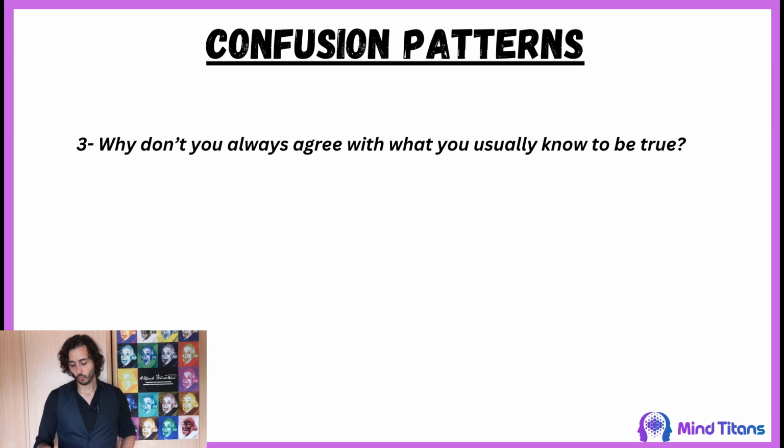Pattern number 3: why don't you always agree with what you usually know to be true? This one again is filled with too many presuppositions to have a clear meaning right away, unless the person has been used to listening to you speaking like that for like 15 minutes, and now they know how you work and where you want to get their mind to. In that case, maybe they will be able to answer it right away. But in most cases, it is too complicated. There is too much information in that sentence to just provide an easy reply right away.